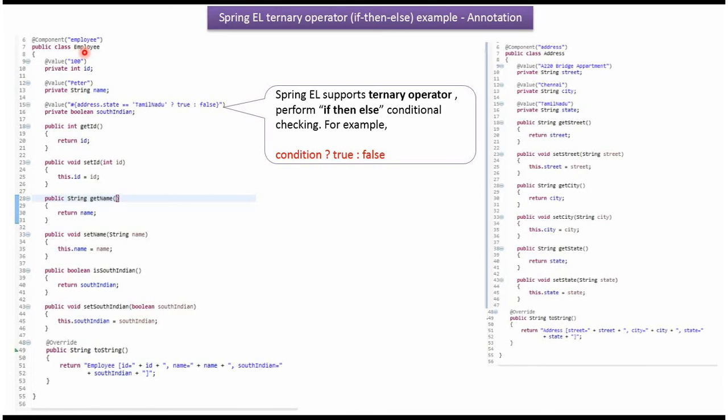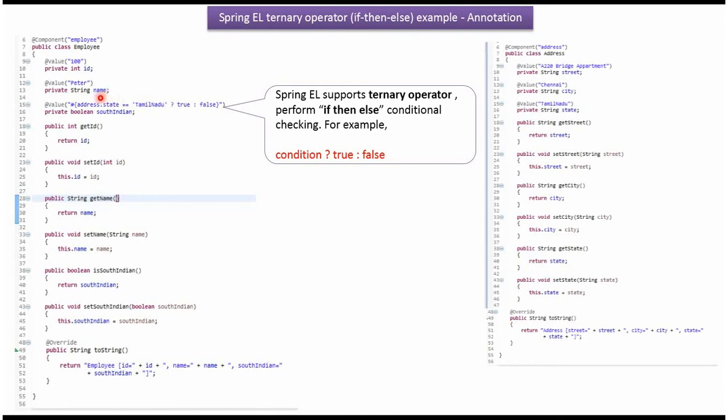Here I have defined the class Employee. It has three properties: ID, name and southIndian. ID value will be injected as 100, name value will be injected as Peter, and southIndian value will be injected as true or false based on this condition.